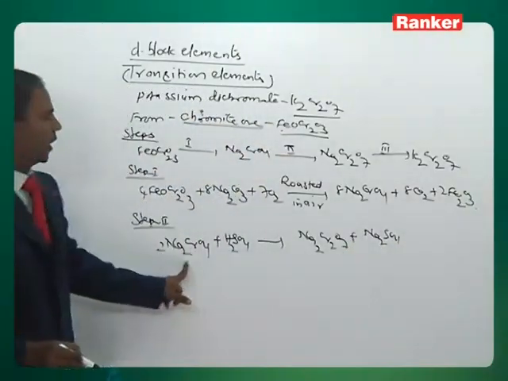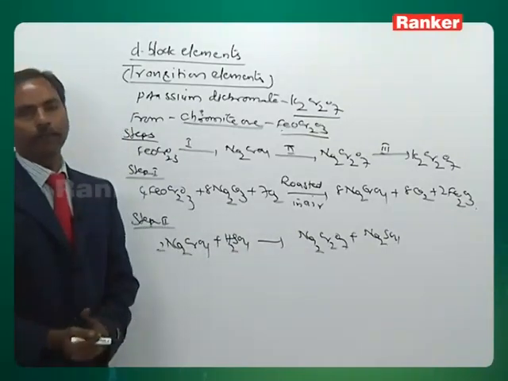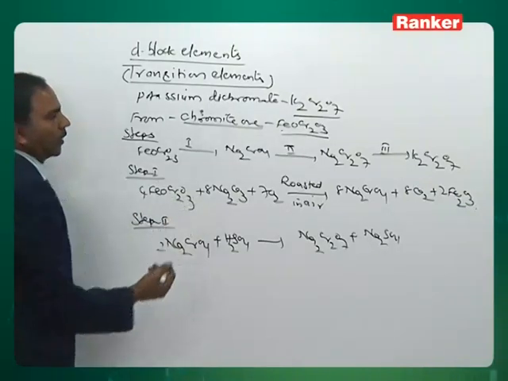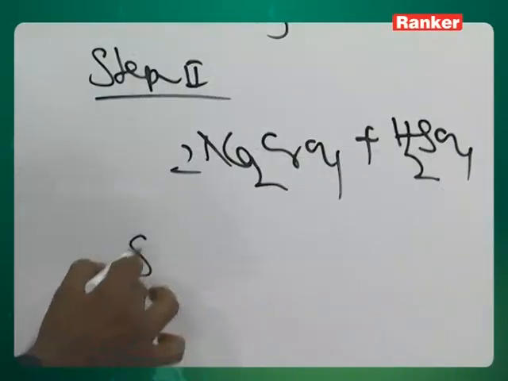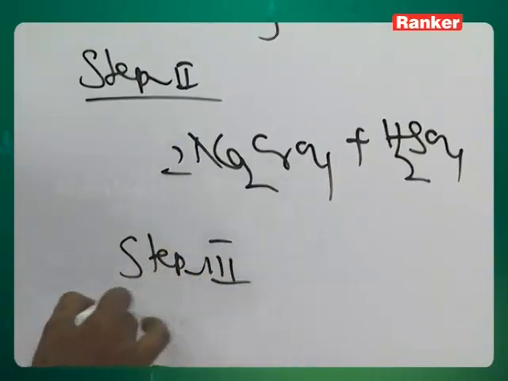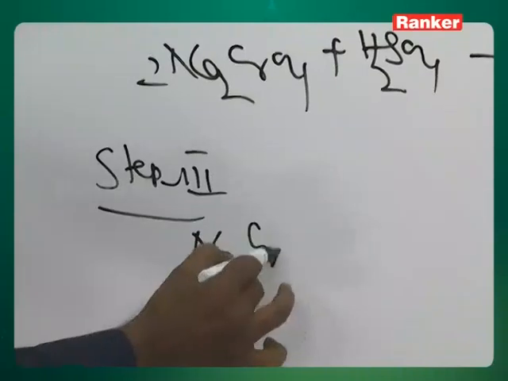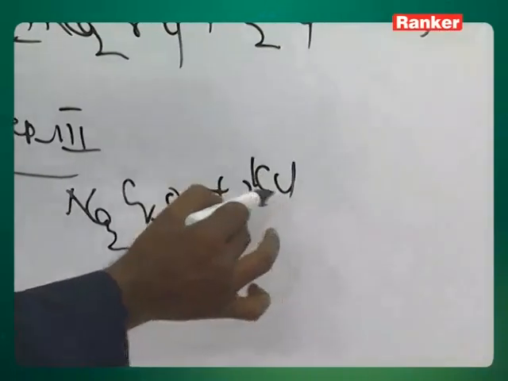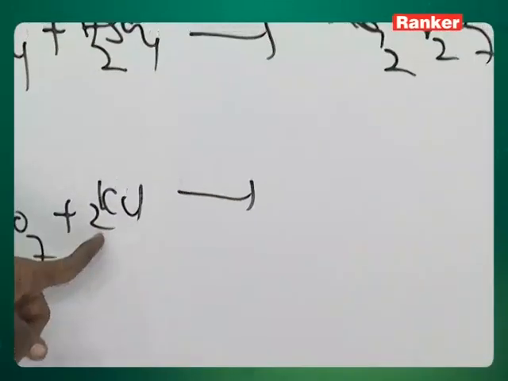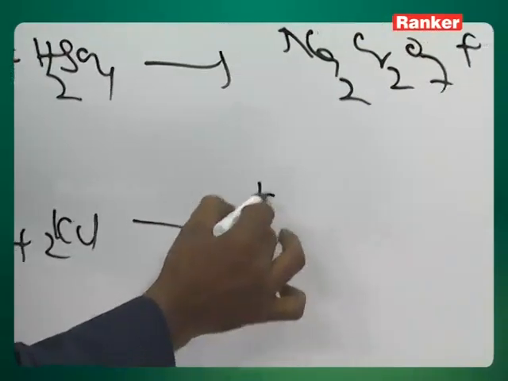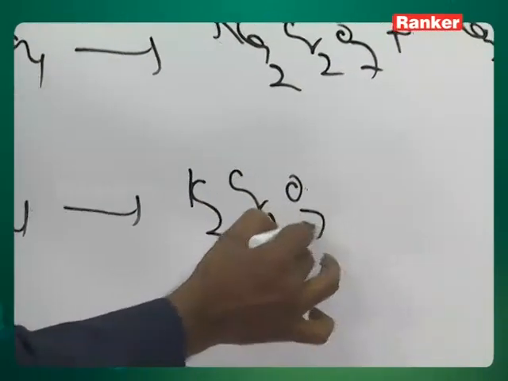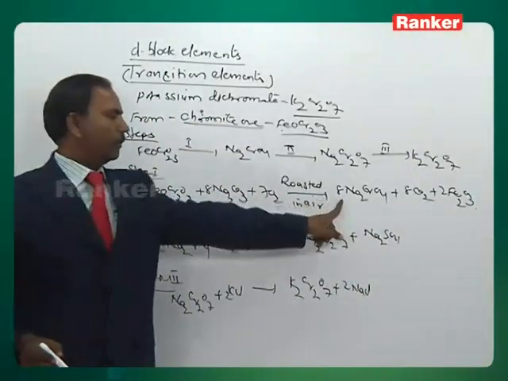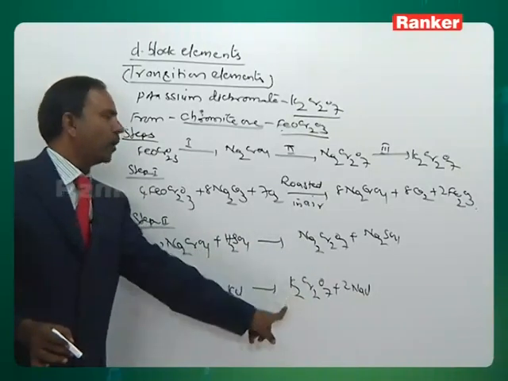Like this, sodium chromate converted to what? Sodium dichromate. The next step, sodium dichromate converted to what? Potassium dichromate. Step 3. This particular sodium dichromate Na2Cr2O7 treated with what? KCl. Then simply potassium ions substitute sodium ions, and you are getting K2Cr2O7 plus 2NaCl.